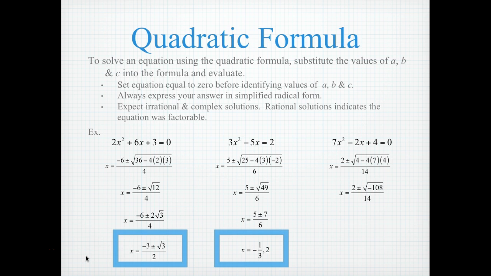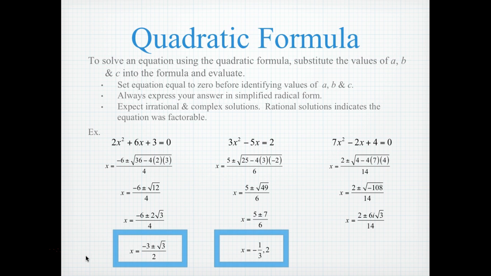Now as we simplify the radical, we'll notice we get negative 108 underneath the radical. So we need to simplify the negative out as well as simplify the 108. So we will have a complex solution for this answer. Simplifying the radical gives me 2 plus or minus 6i root 3 all over 14.